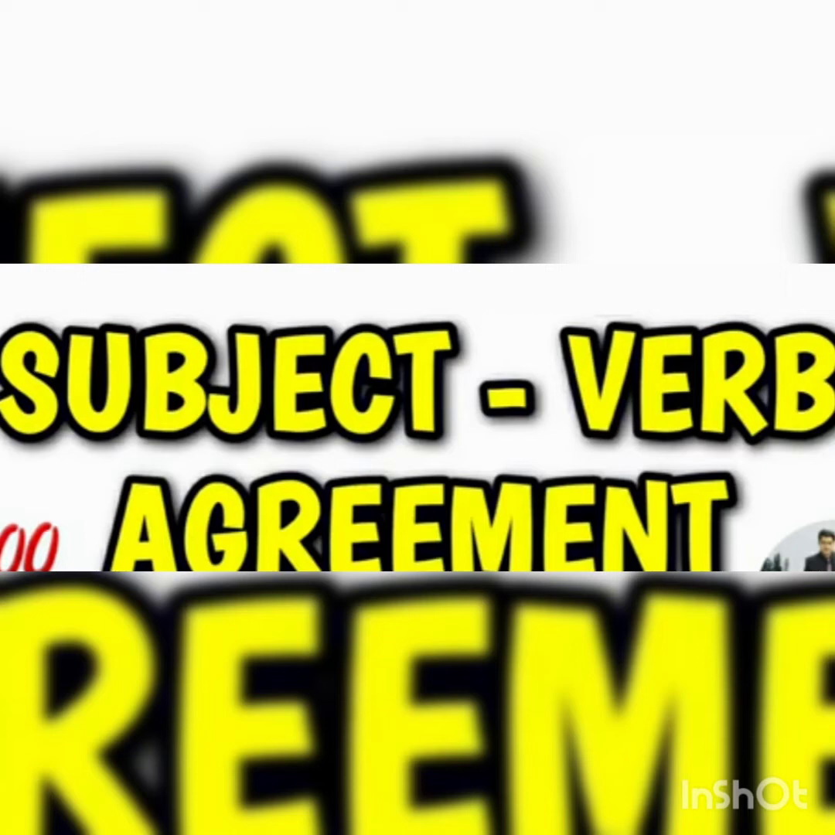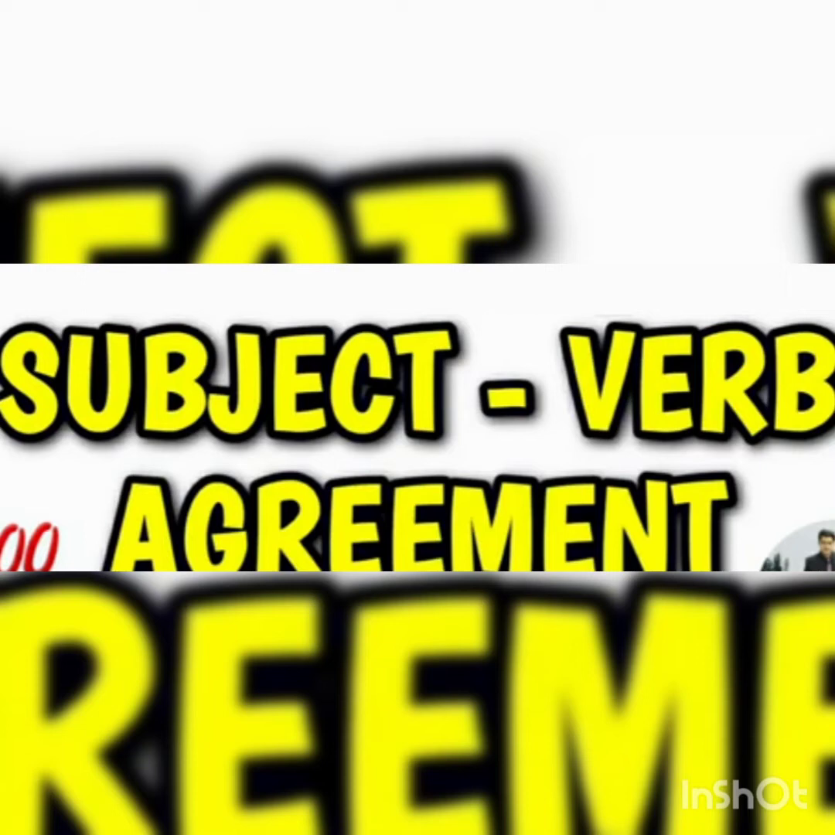Subject is the doer of any action in a sentence, that is known as the subject. And what is the verb? Verb is the action which has been performed by that subject, so that is known as verb. Now, what is this agreement?